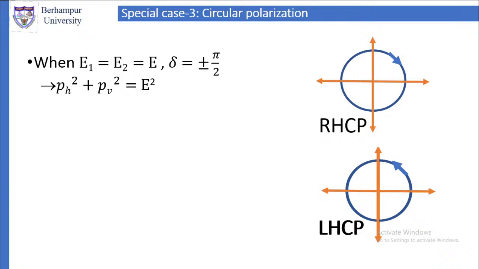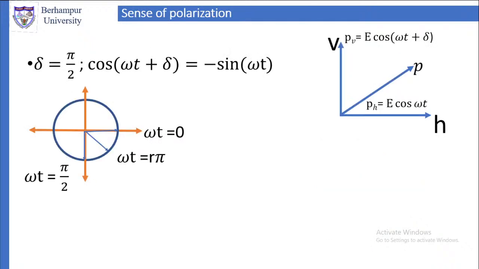Now let us look at it in a little bit more detailed manner. The sense of polarization that I told you, left-hand circular polarization and right-hand circular polarization, let us consider this sense in a little bit more detail. Now let us take delta is equal to pi by 2. We said that delta equal to plus minus pi by 2 can give us circular polarization or elliptical polarization. Let us consider the circular polarization. So I will take the delta is equal to pi by 2 case.